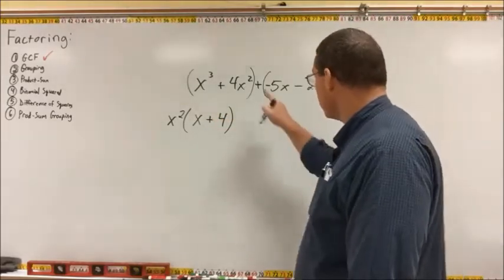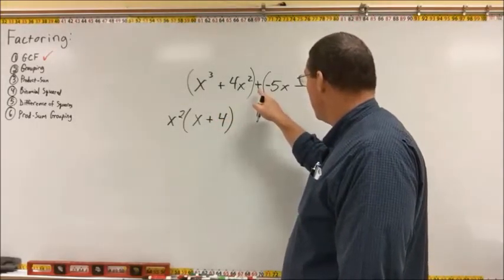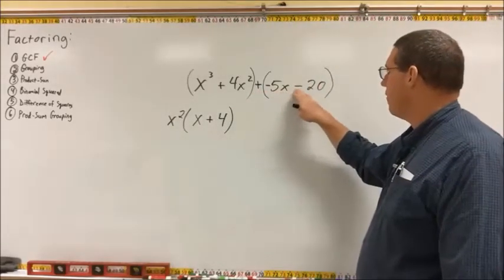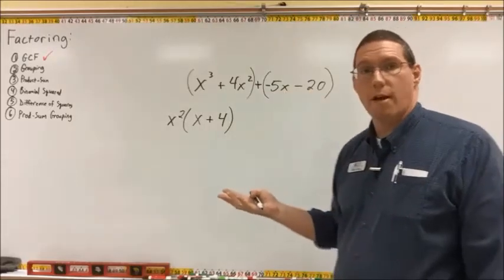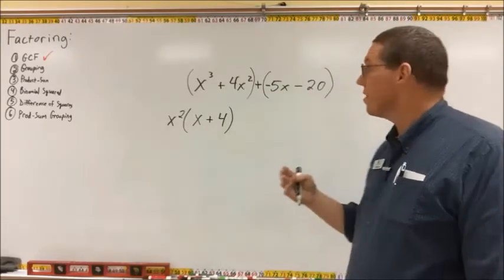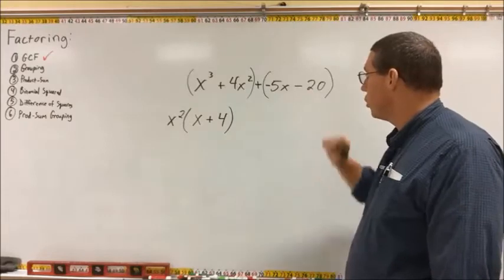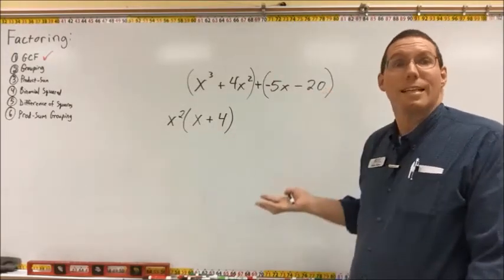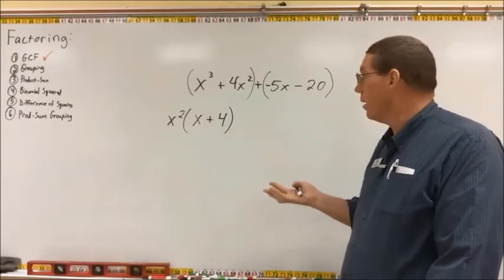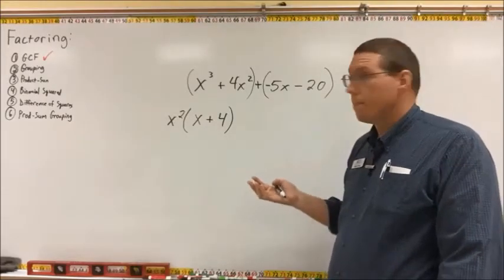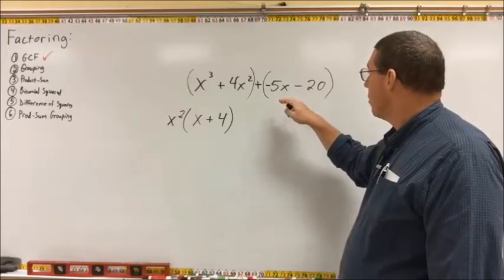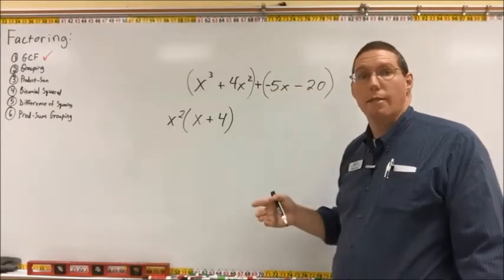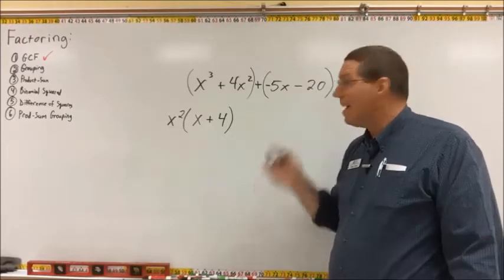Now, I'm going to hold off on the plus just for a second. I want to look here. I got negative 5x minus 20. I want to take out the greatest common factor. So is there a variable in each term? No, there's no variable here, right? So that means we can't factor out a variable, okay? We're only going to factor out a number. So is there a number that divides into negative 5 and negative 20? Well, yeah, they're both divisible by 5.